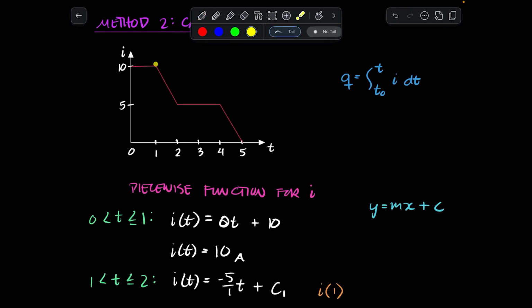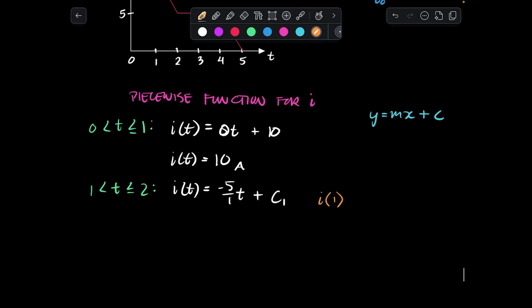We're going to use some value of I within this interval now. So let's use I at 1 second. At 1 second, we have I at the value of 10, right? Right before it starts going down to 2. We have a value of 10 for I. And so I of 1 is going to be equivalent to 10. And plugging in 1 into our equation here for I, we're going to have -5 times 1 plus c sub 1. Therefore, c sub 1 is equivalent to 15.